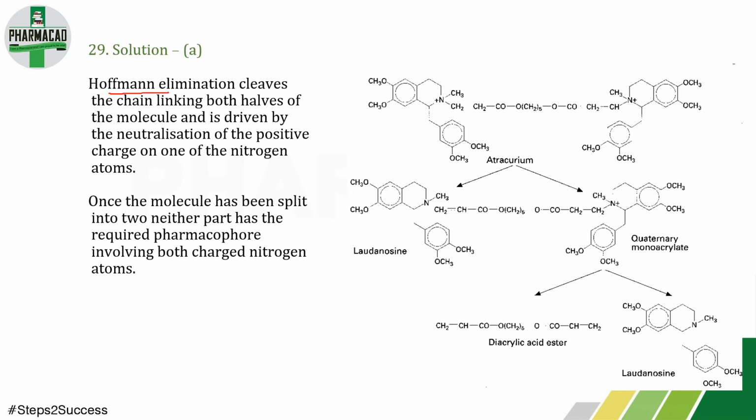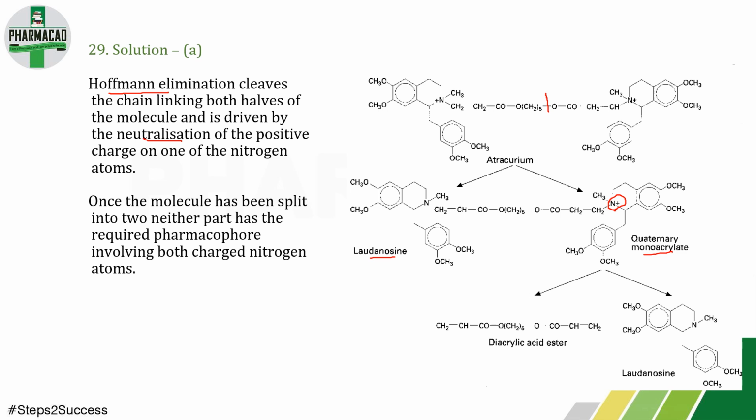So this is the structure of atracurium. As you can see, Hofmann elimination will cleave the chain linking both halves of the molecule, and it is driven by neutralization of the positive charge on one of the nitrogen atoms. As you can see, we have a positive charge over here, that is quaternary monoacrylate, and we have laudanosine over here. We have two structures that are formed as the structure of atracurium is cleaved from this part.